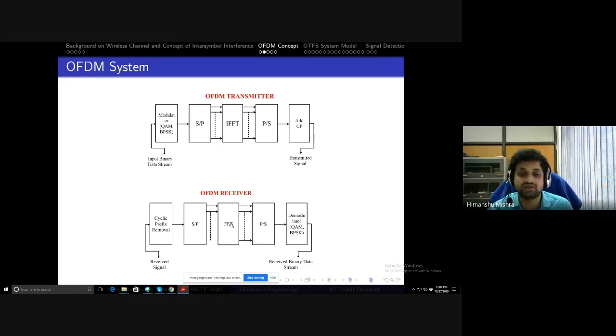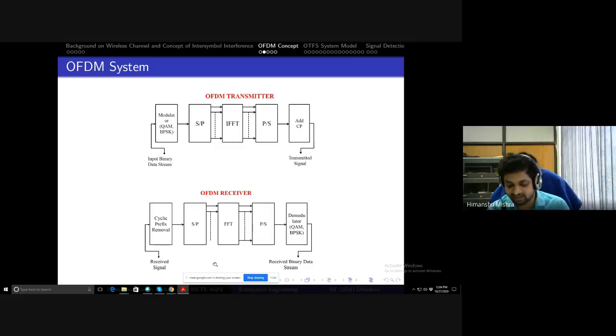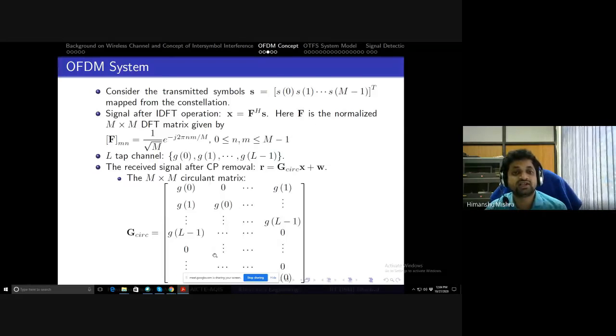This is the basic OFDM receiver. Then you do parallel to serial, then you do the demodulation using whatever constellation you have used. The corresponding demodulation rule you have to use over here to detect the received finite data stream. So next, I would like to tell you the main important point of OFDM.